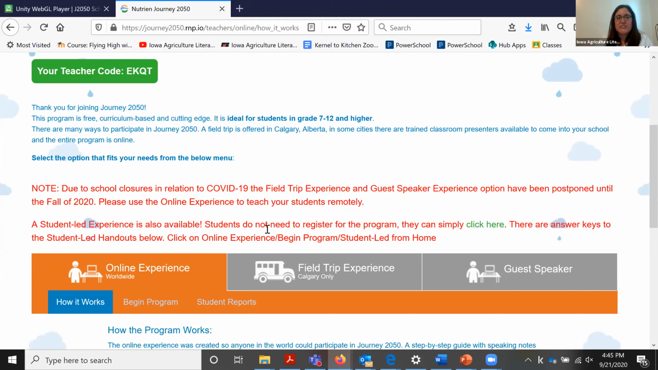Now, there are some limitations to using the teacher code and getting those reports, which may make it not feasible. One limitation is each student needs to use the same device each level. So if your students are sharing devices in your classroom, you won't be able to use that teacher code. And they need to be able to use the same device and not log out completely from Journey 2050. They can minimize it, they can go do something else on their computer, but not cancel out of it between at least levels 1 through 4 of the game.